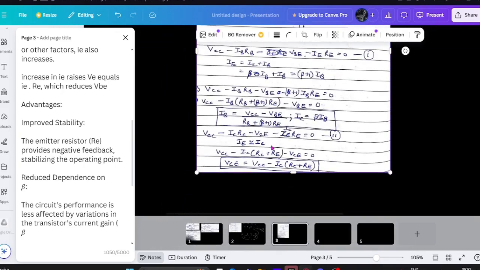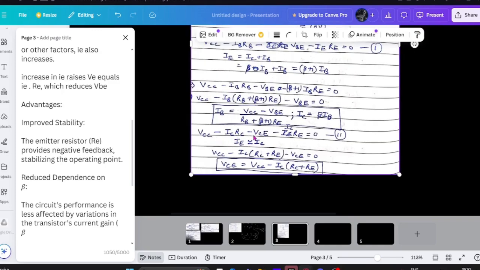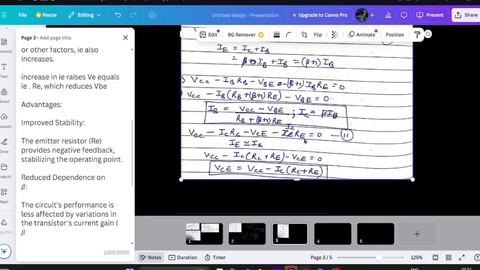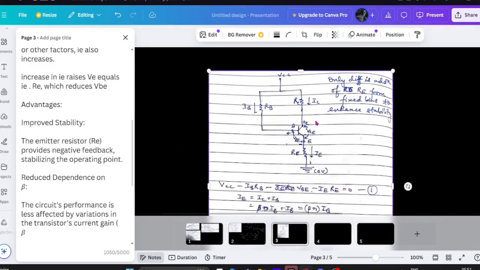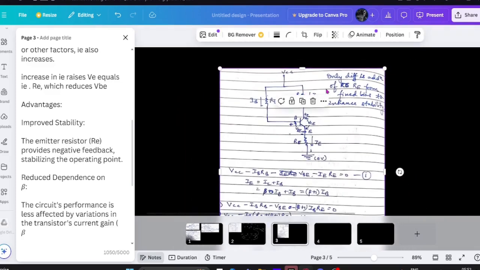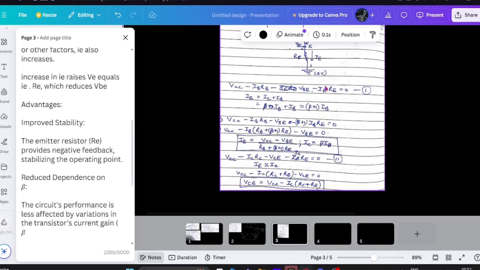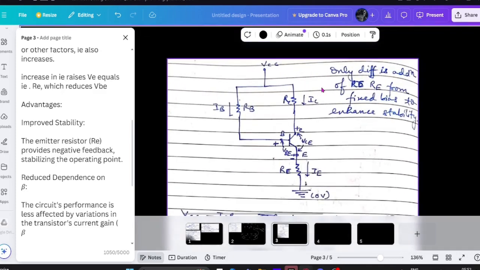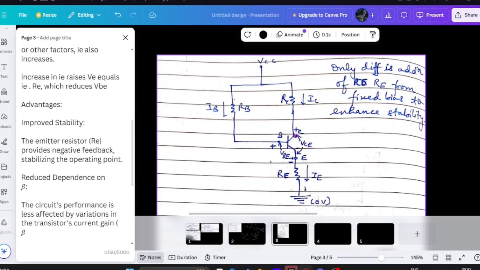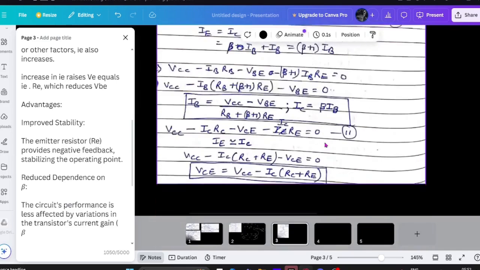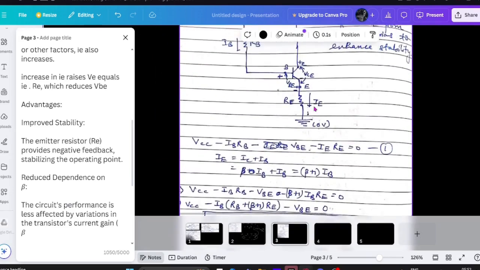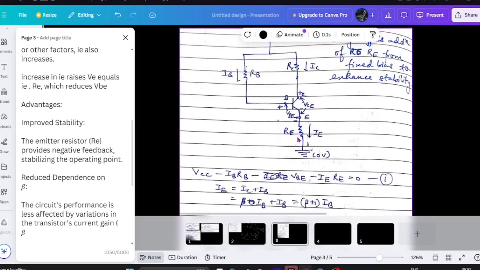Yeah. So VCC minus ICRC minus VCE minus ICRE equals 0. Where does this come from? This comes from this part of the circuitry. We move from here: VCC minus ICRC minus VCE. So what's VCE? VCE is this very part here, across this whole NPN transistor. VCE minus IC into RE, minus IC into RE.